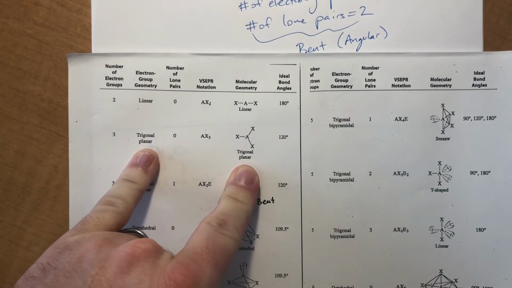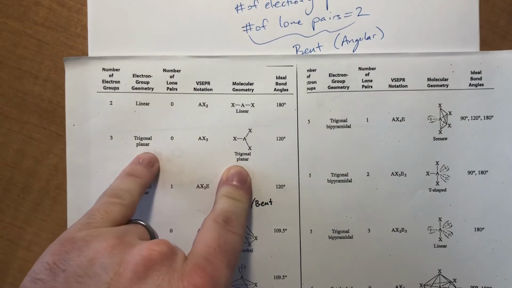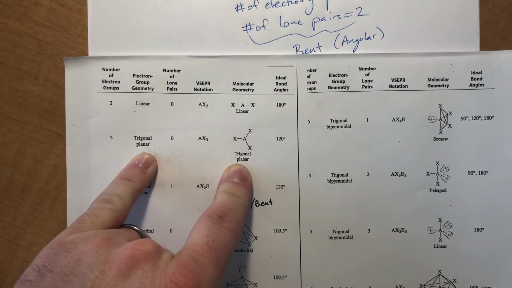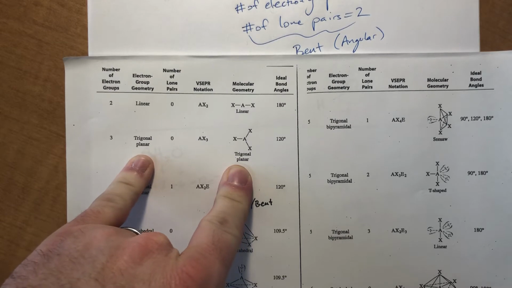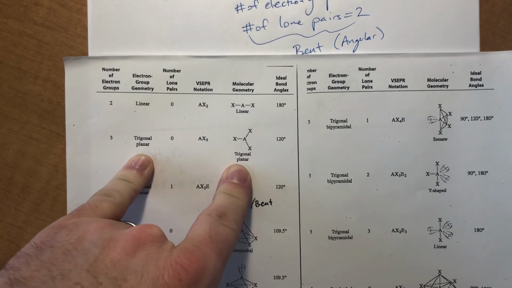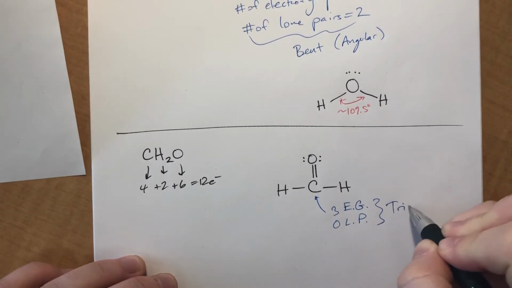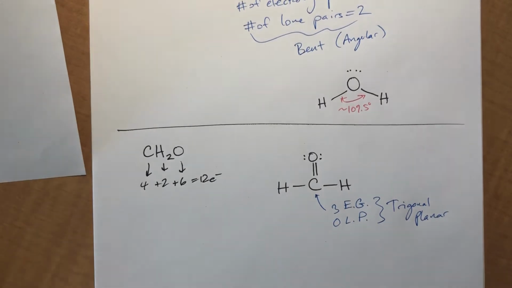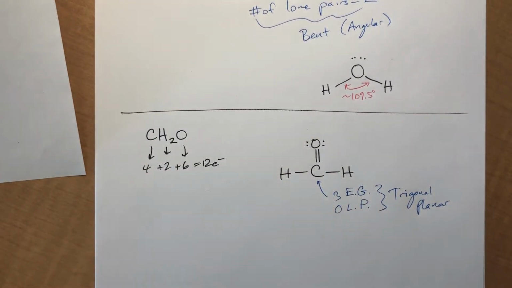You'll notice that if none of the groups are lone pairs, the molecular geometry and the electron group geometry are the same. On quizzes and exams, I pretty much only care about the molecular geometry. I can't guarantee that the cumulative final won't for some reason ask about electron group geometry. Okay, but this would be trigonal planar. I am perfectly fine with you drawing the Lewis structure like this and telling me it's trigonal planar and I'm happy.